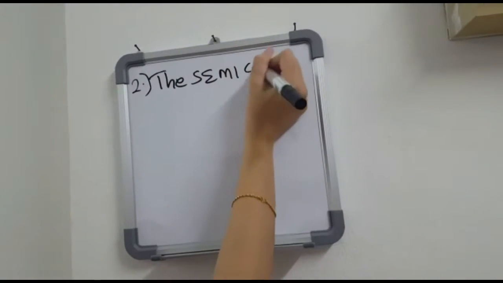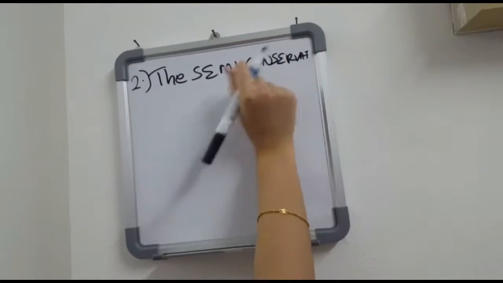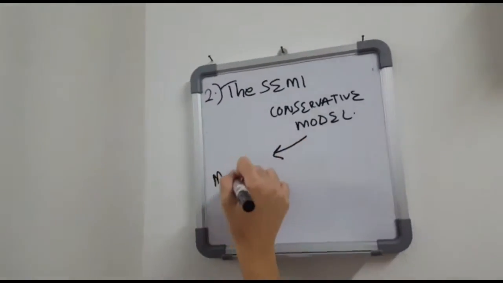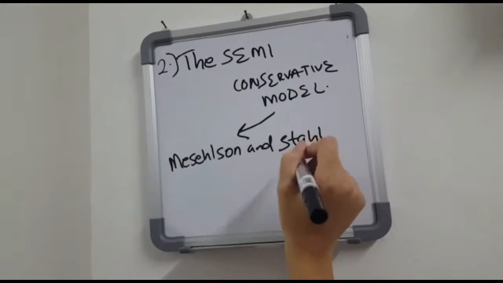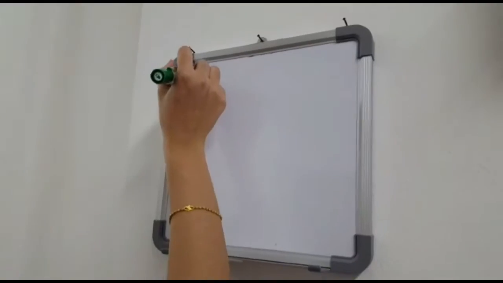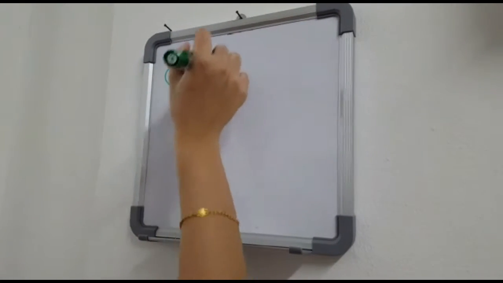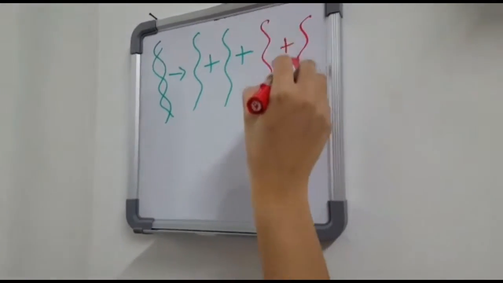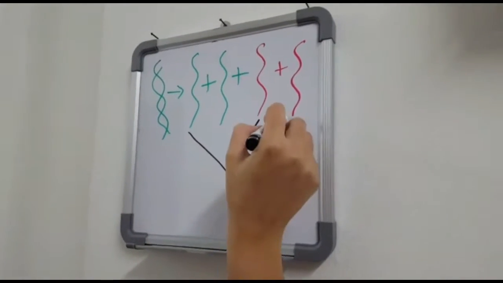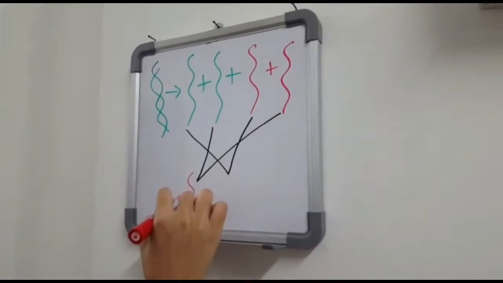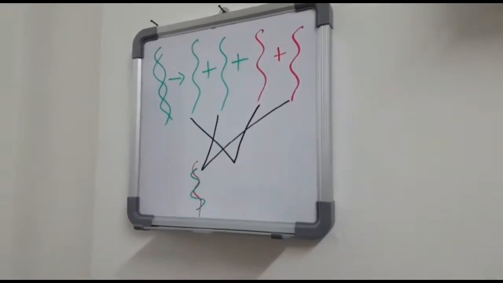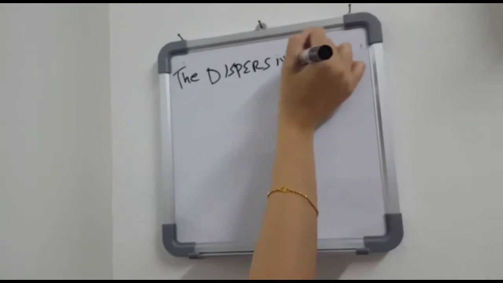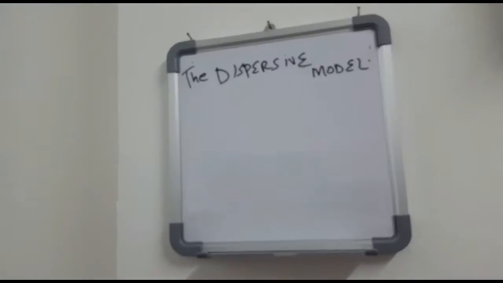The next type of model is the semi-conservative model. Although this model was founded by Watson and Crick, it was experimentally proved and verified by Meselson and Stahl. This model proposed that each new molecule of DNA would contain one strand of the original complementary DNA molecule and one new parent strand. The original complementary DNA molecule is the one in green, and the new parent strand is the one in red.